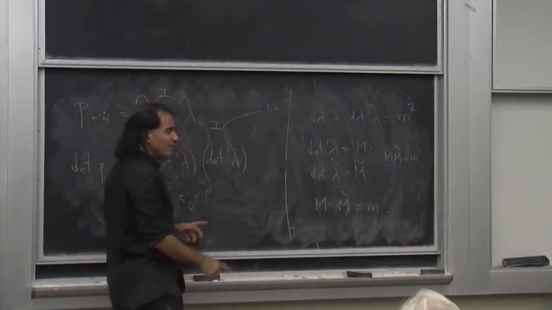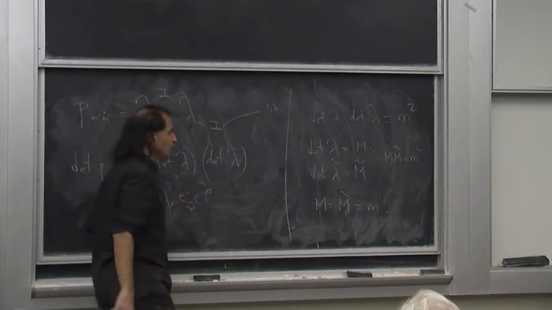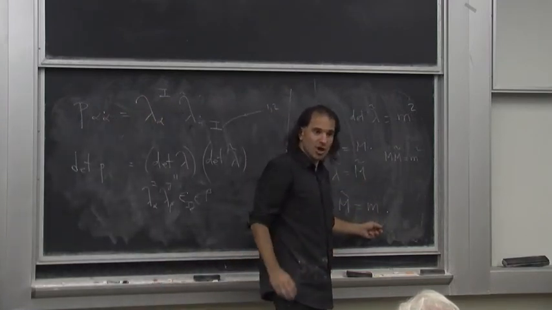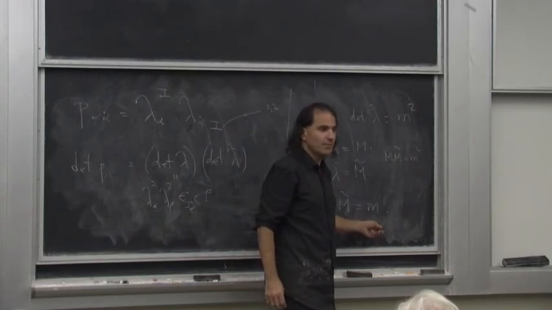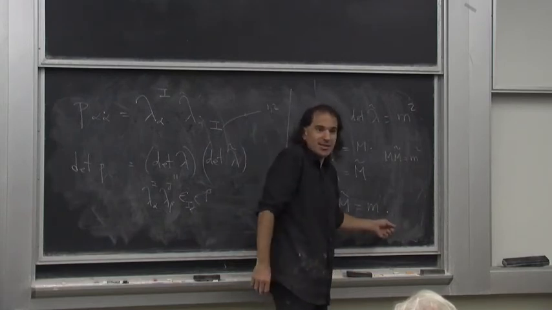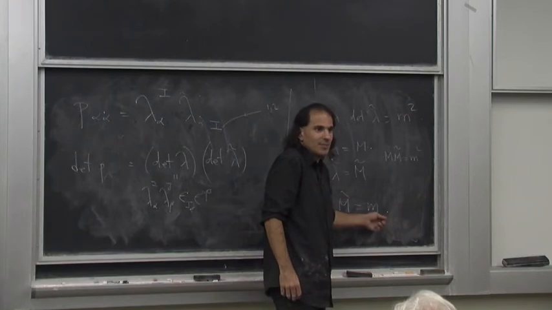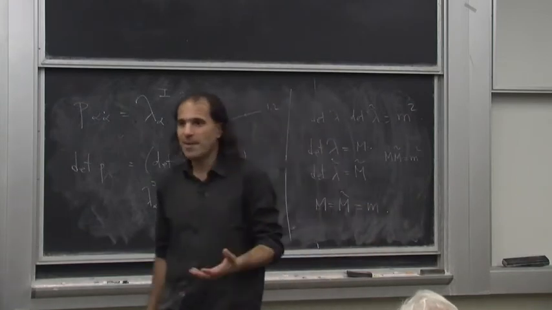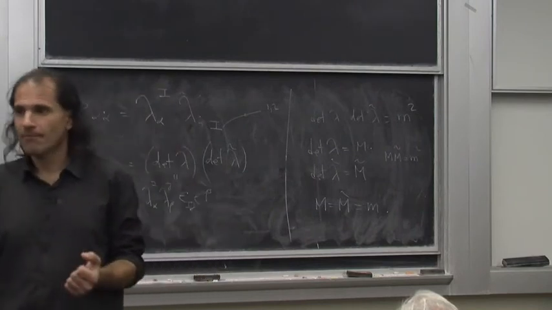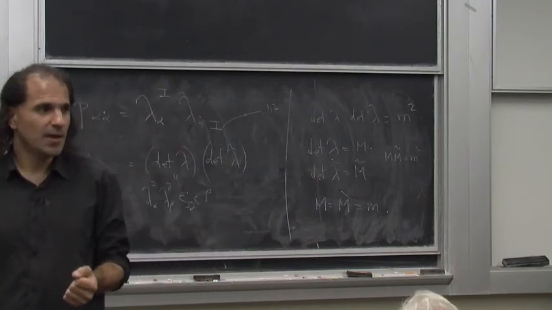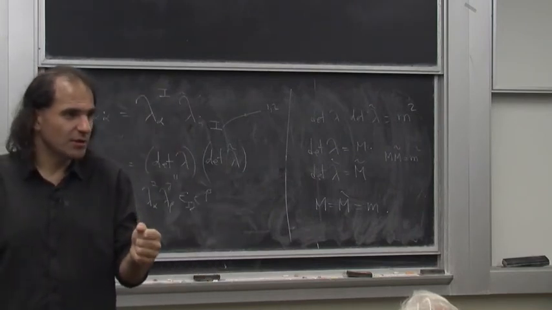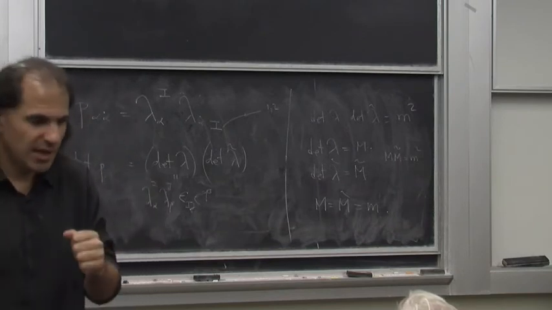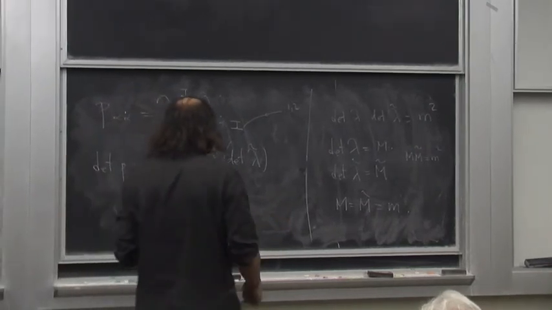Another way of saying this is I can fix that GL1 redundancy just by demanding that M equals M tilde equals m. Then the GL1 is gone. Okay? Notice I couldn't do that in the massless limit. But when the particle is massive, I can fix this GL1 just by demanding M equals M tilde. Okay? This is quite important. This seems like a little technical point, but it's very important. We'll see why it's important. Well, it's important all over the place.